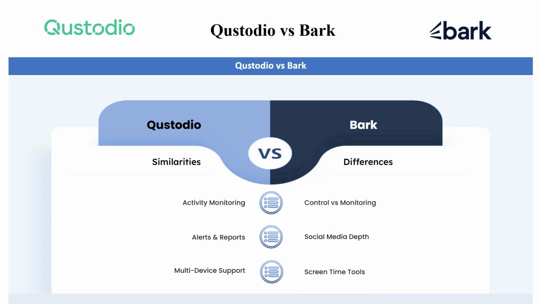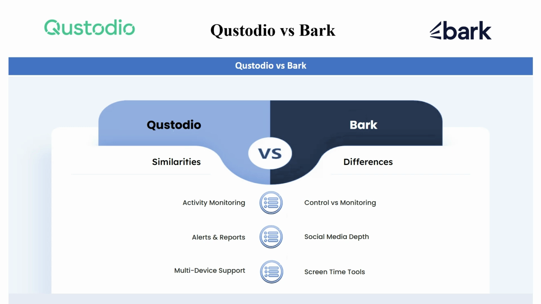Lastly, we have screen time tools. Qustodio is stronger for managing screen addiction. You get daily limits, app blocking, detailed usage breakdowns, and location tracking. Bark doesn't specialize in strict time control. It's more about detecting problems than limiting usage.